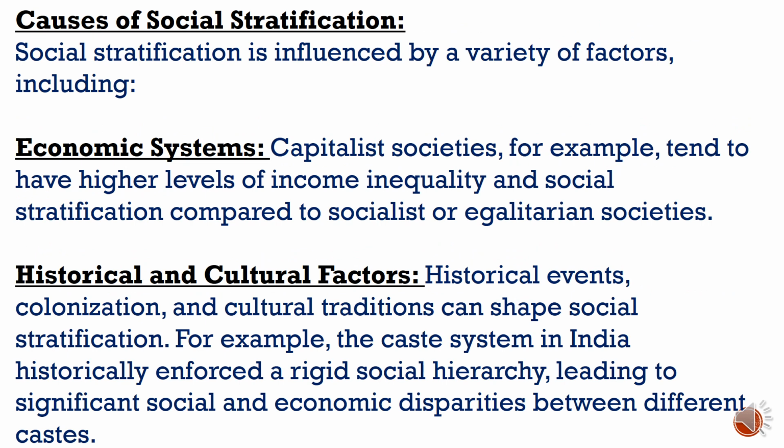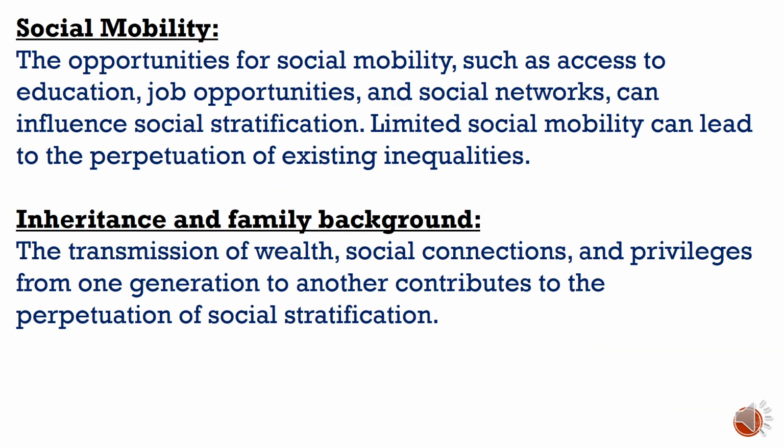Let's see the causes of social stratification. Social stratification is influenced by a variety of factors, which includes economic systems. Capitalist societies, for example, tend to have higher levels of income inequality and social stratification compared to socialist or egalitarian societies. Next is historical and cultural factors. Historical events, colonization, and cultural traditions can shape social stratification. For instance, the caste system in India historically enforced a rigid social hierarchy, leading to significant social and economic disparities between different castes.